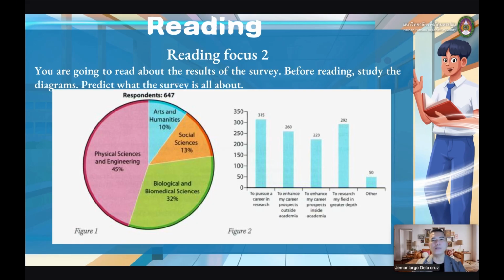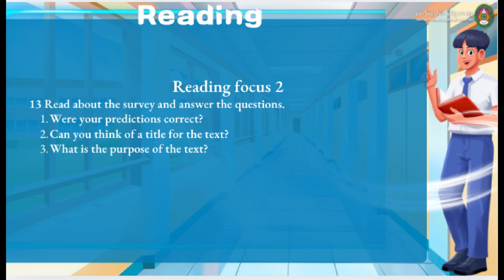All right, for the bar graph or the line graph, we have here figure 2: to pursue a career in research, to enhance my career prospects inside academia, to research my field, and the others. So the highest there is pursue a career in research. So let's read the results of the survey, okay? Study and predict. What is the survey all about, do you think?